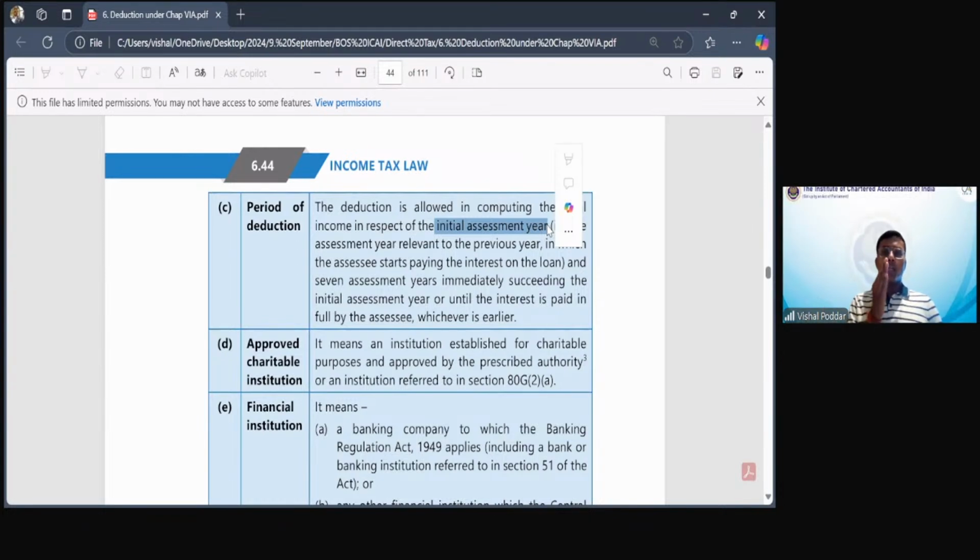Now, the initial year is the first year from which you start paying the loan. That is the initial year. And after the initial year, the 7 years immediately succeeding the initial year. So after the first year, which they have called initial, further 7 years. That is how it becomes 8. Correct?